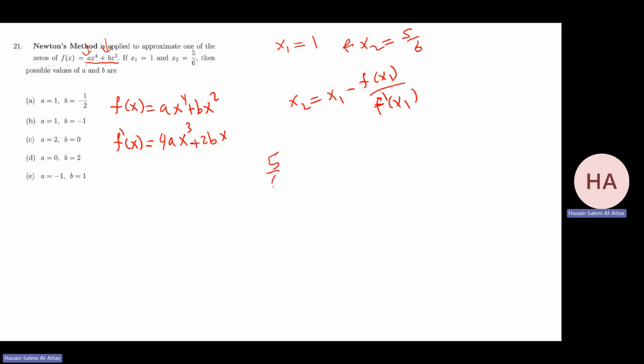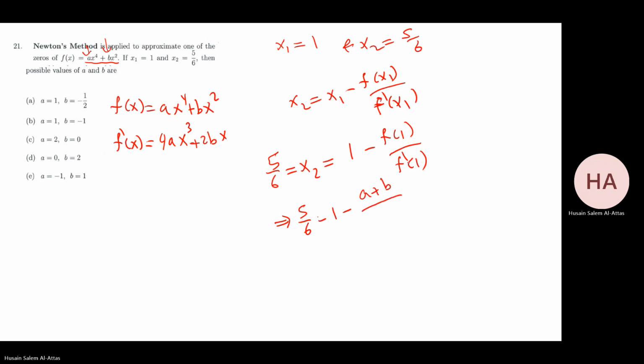Yeah. So x2, which is 5 over 6, equals x2. That will be 1 minus f of 1 over f prime at 1. So that implies 5 over 6 equal 1 minus. What is f of 1? F of 1 is a plus b. What is f prime at 1? It will be 4a plus 2b.